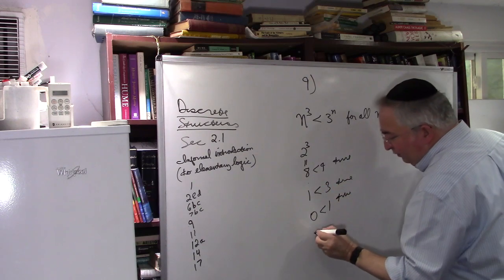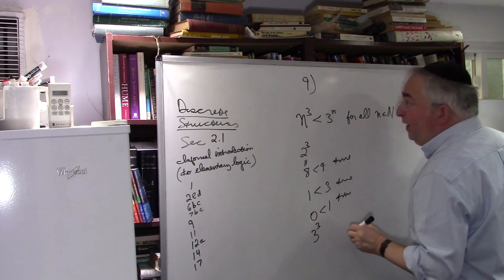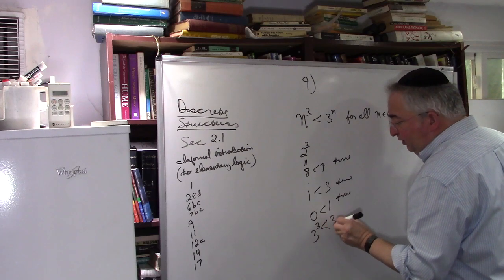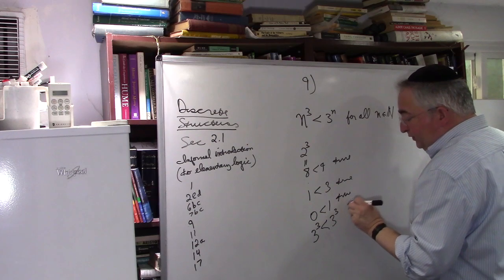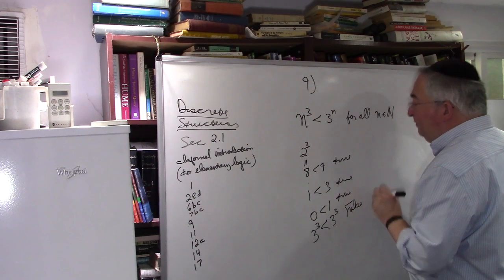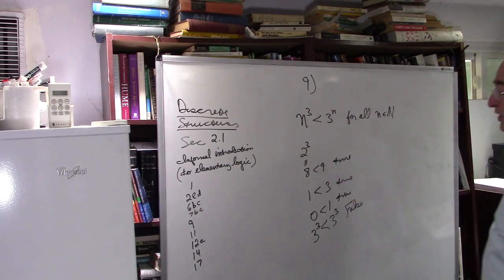But let's do it for 3. 3 to the third power. Question, is that less than 3 to the third power? And the answer is no, they're equal. False. So this statement is false. In fact, it's false for 3 or greater also.